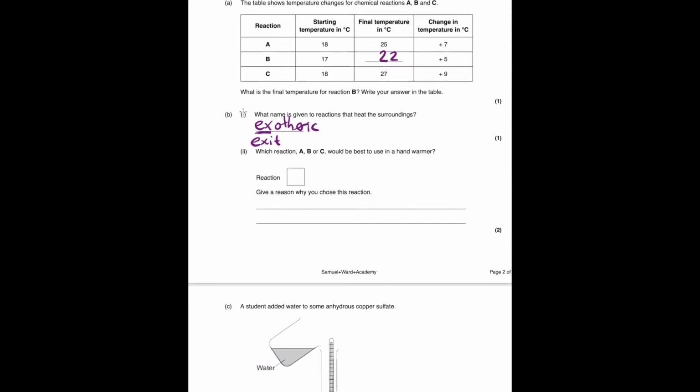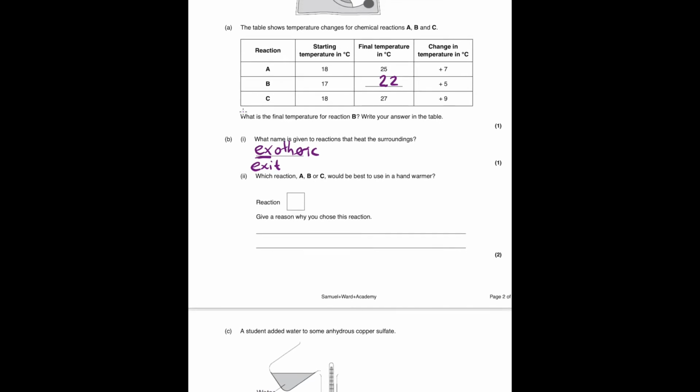Which reaction, A, B or C, would be best to use in a hand warmer? So here lots of us were correctly saying C, but our reason for this wasn't always meeting what the mark scheme would be after. So lots of us were saying it was because it was exothermic and therefore would be best, but actually if we look, all of them are exothermic. But the reason why we chose C, and we were correct to choose C because our intuition told us it should be C, is because it's got the largest change in temperature.